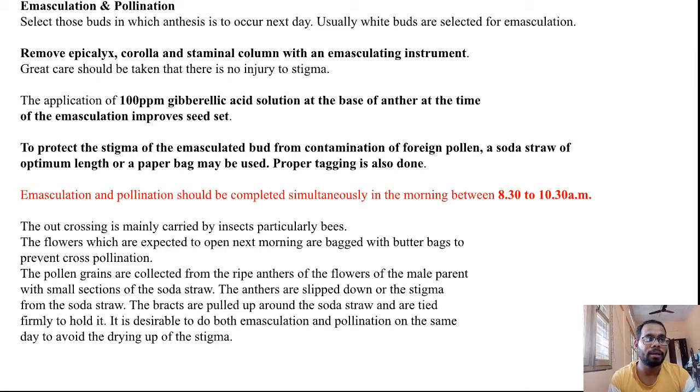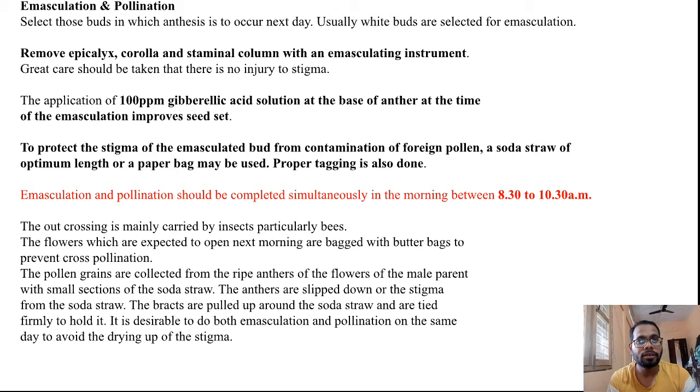Everybody knows about the emasculation. Emasculation means we are removing the male part of the flower without damaging the female part, that is the stigma. That is the emasculation. And pollination means we are transferring the pollen from the male part to the female part, that is the stigma. So that is the pollination.